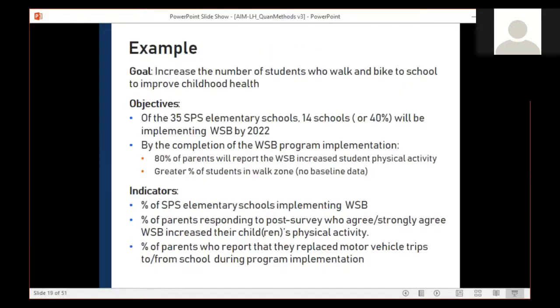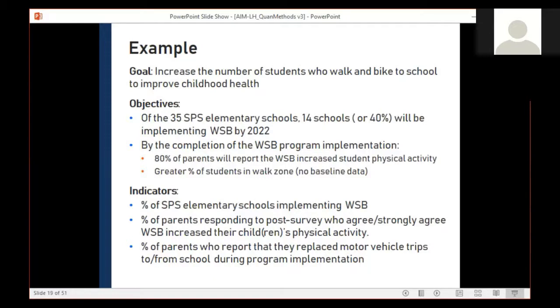All right, so I really wanted to pull a lot of this info together in an example, and I'm going to go back to the example that I shared in webinar 2 from the Spokane Regional Health District, their walking school bus initiative in the Spokane public schools. So their goal is to increase the number of students who walk and bike to school to improve childhood health. And here are a couple of their objectives. I just pulled some. So they're wanting to have 40% of the elementary schools implementing the walking school bus by that specific time frame.